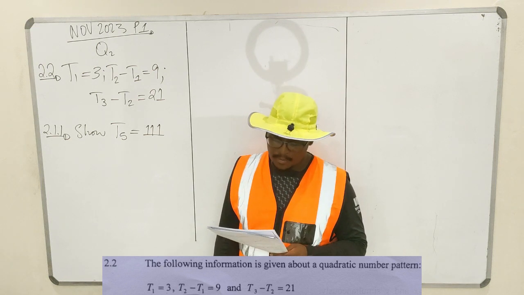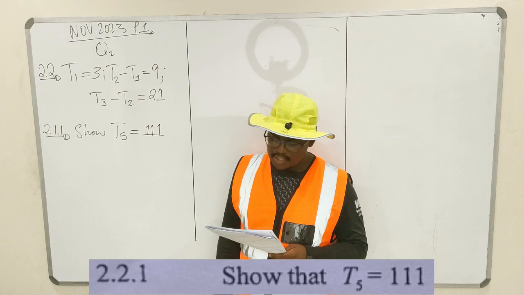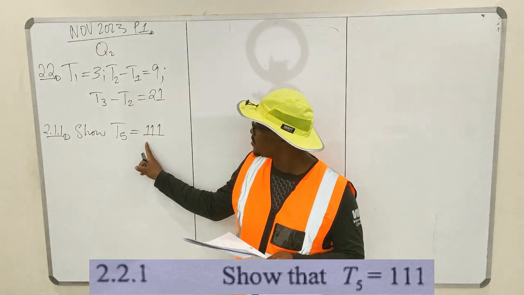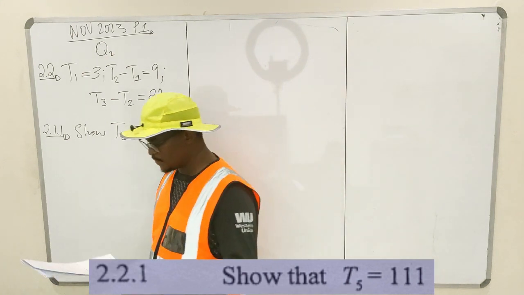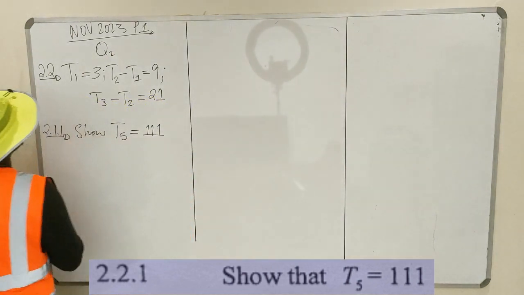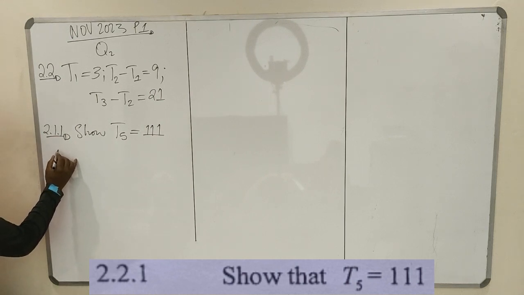So 2.2.1, they are saying show that T5 is equal to this. They wanted to find the value of the fifth term. That's what they wanted to find. It's 2 marks. So what do you know? You know the first term, right? The first term is 3.